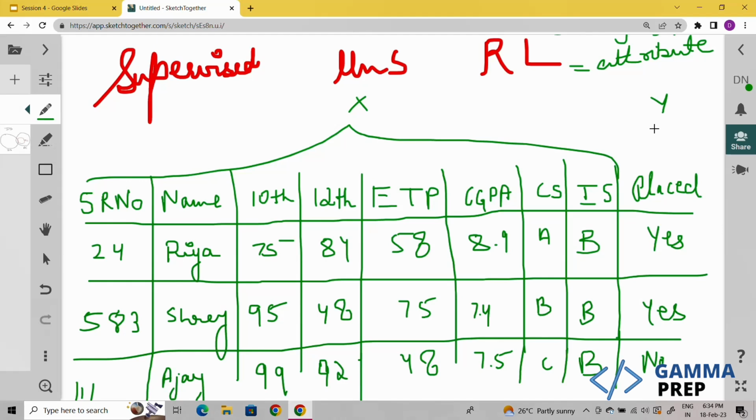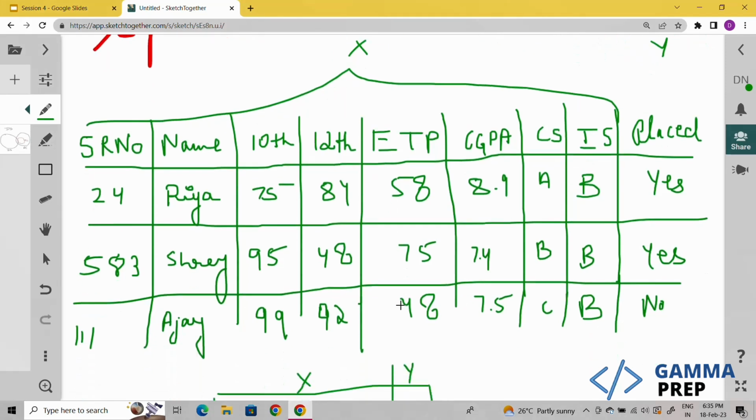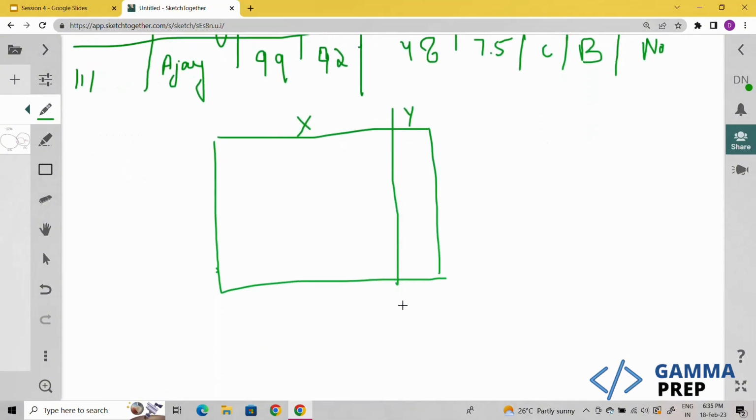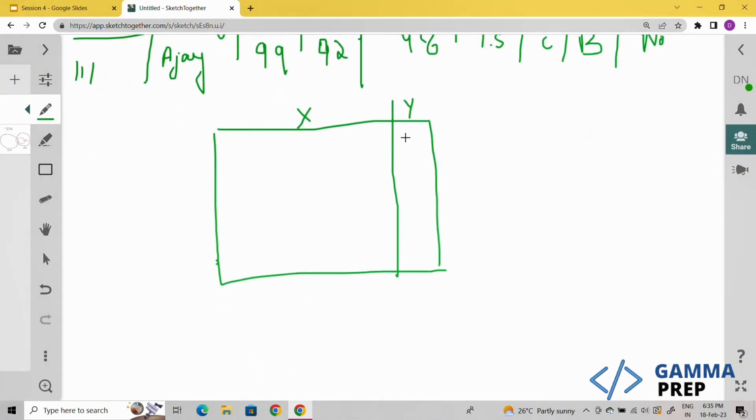So basically, what are we trying to predict? We are trying to predict the placement status of the new students. Those students will be sitting for placements, but for them, we already know their serial number, name, 10th, 12th, employability test percentage, CGPA, communication skills, and interpersonal skills. So basically, how does our data look like? Our data looks like X, and Y is the target which we are trying to predict based on the X.